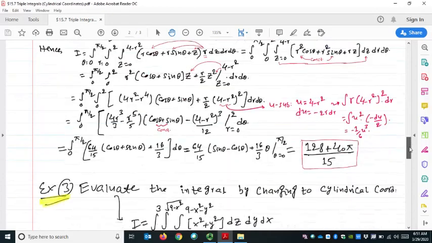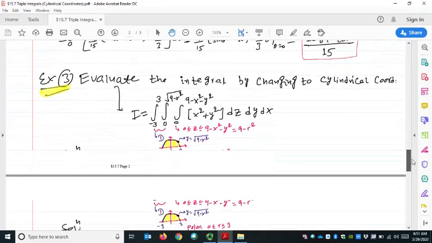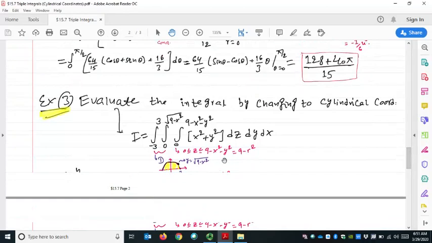Let's move on. Let's do example 3. In example 3, it says evaluate the triple integral by changing to cylindrical coordinates. So the given integral is in Cartesian coordinates. Now we need to change this Cartesian coordinate to cylindrical coordinates.